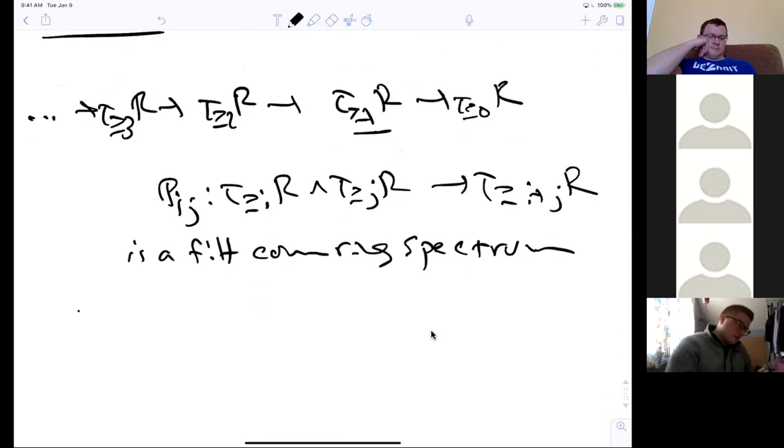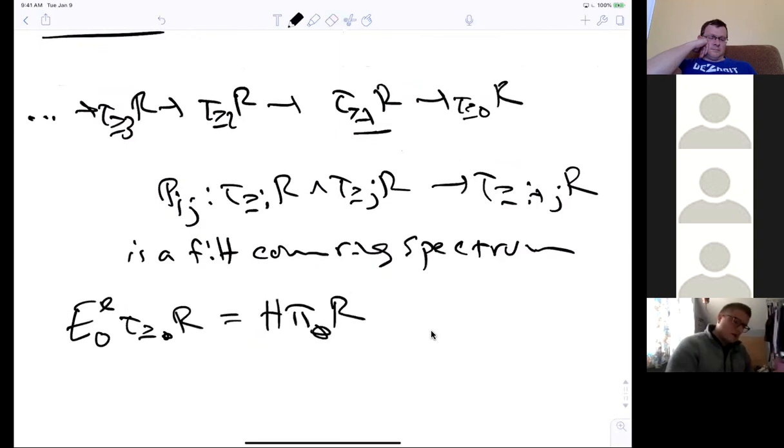And then the associated graded is also particularly nice in this case. You have the associated graded of tau greater or equal to dot R. This is H pi star of R. It's the generalized Eilenberg-MacLane spectrum associated to the graded ring pi star of R. So it looks like H pi 0 R, wedge H pi 1 R, and so on.